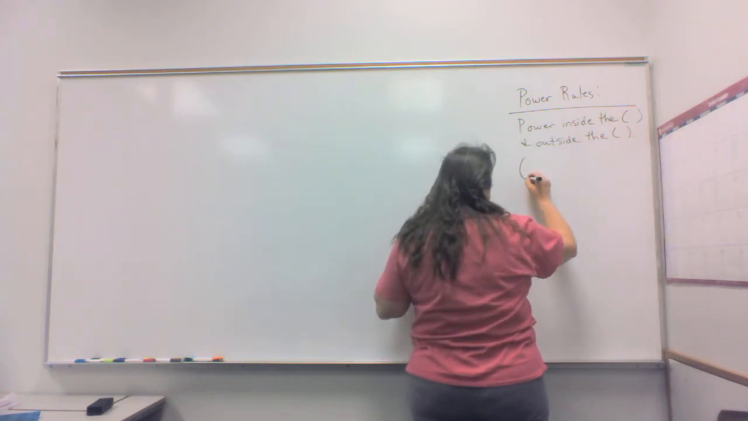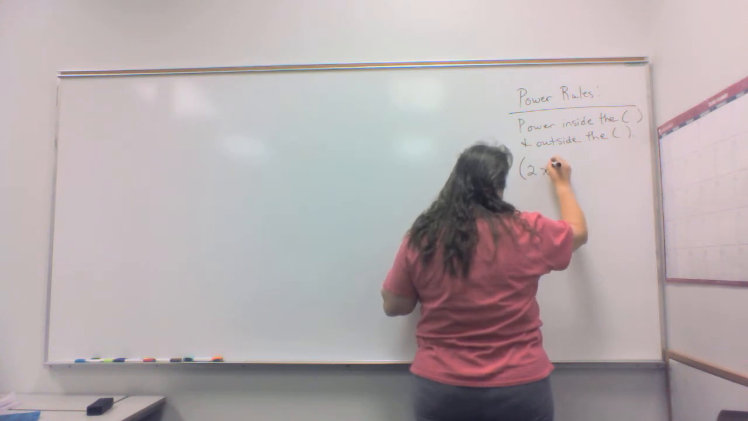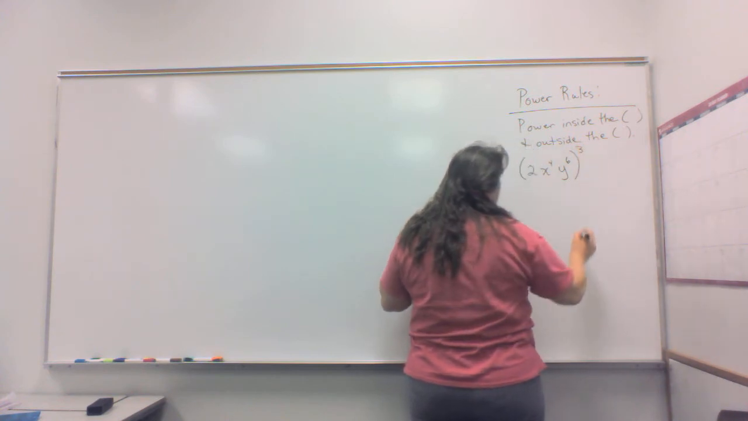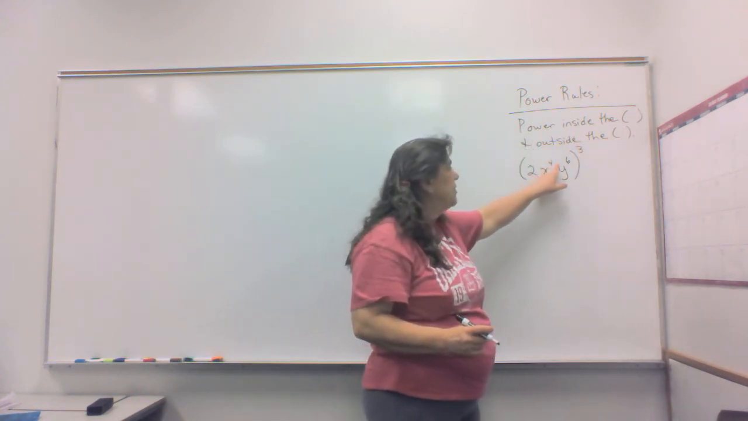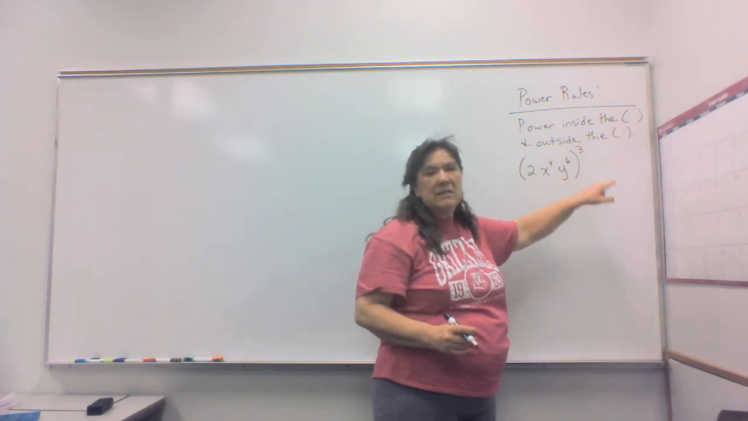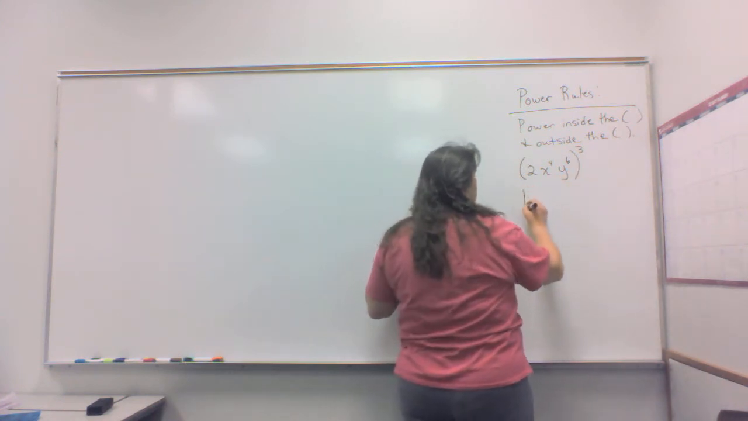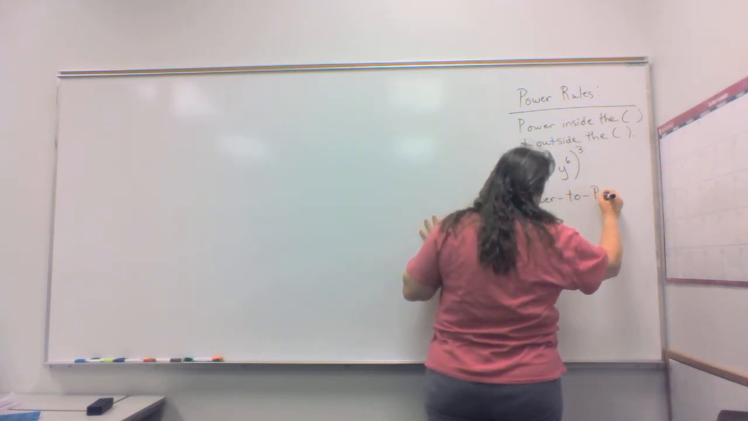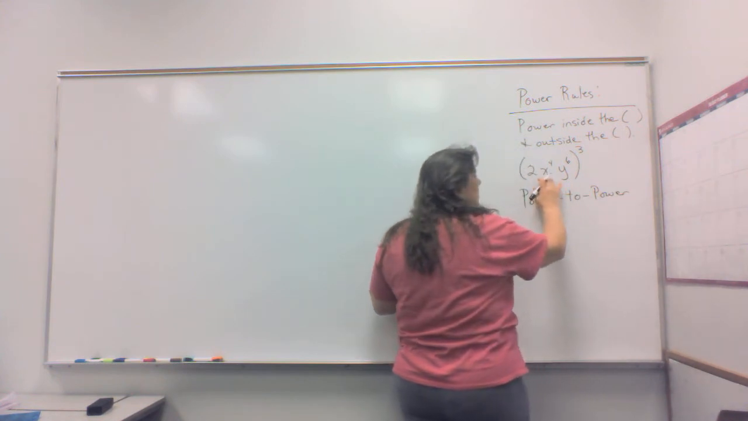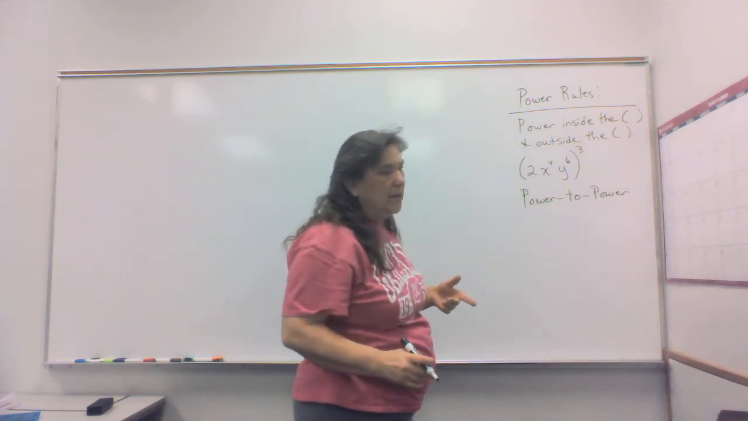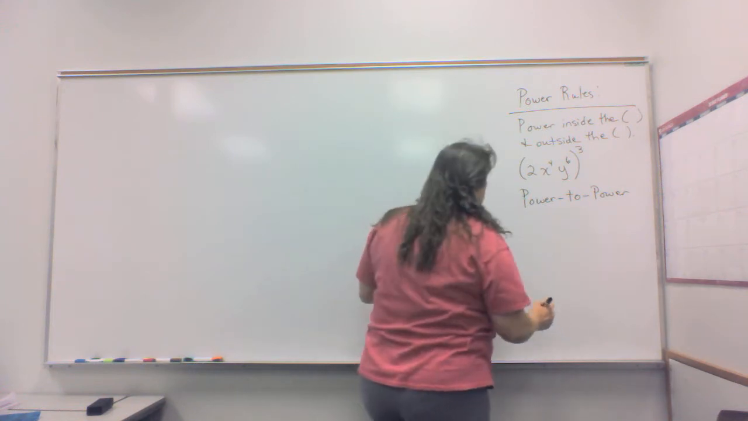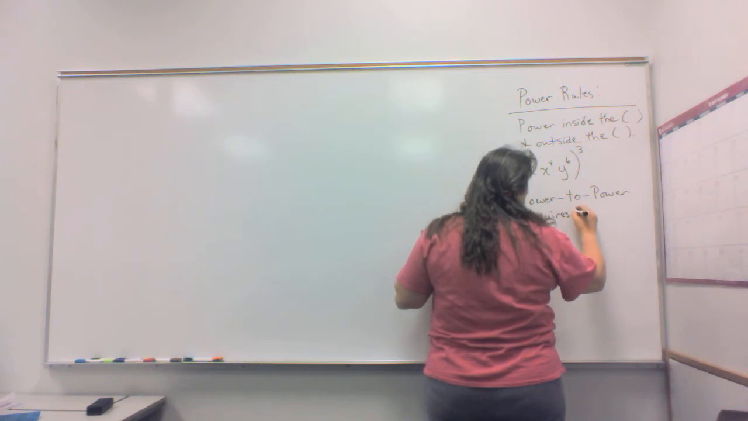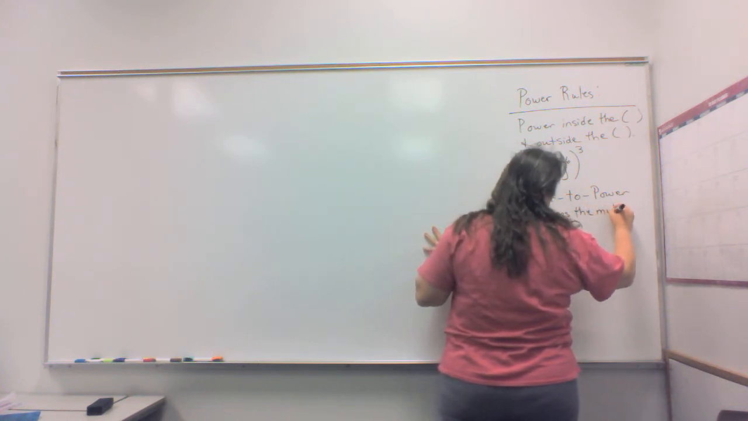Here would be something with a power rule: 2x to the 4th, y to the 6th, to the 3rd power. You see, this is powers inside and powers outside. I call the power rules power to power because it expresses the idea of the power inside and the power outside. So the power to power rule requires the multiplication of the exponents.